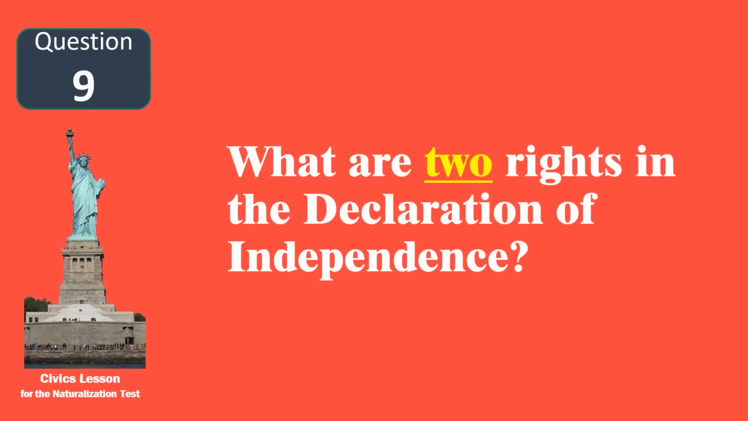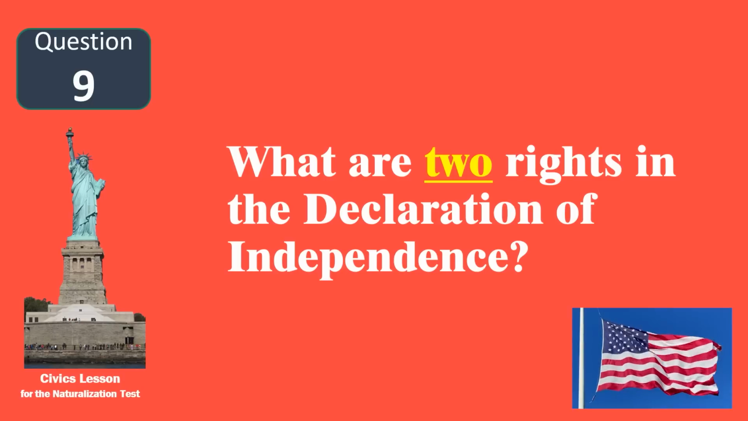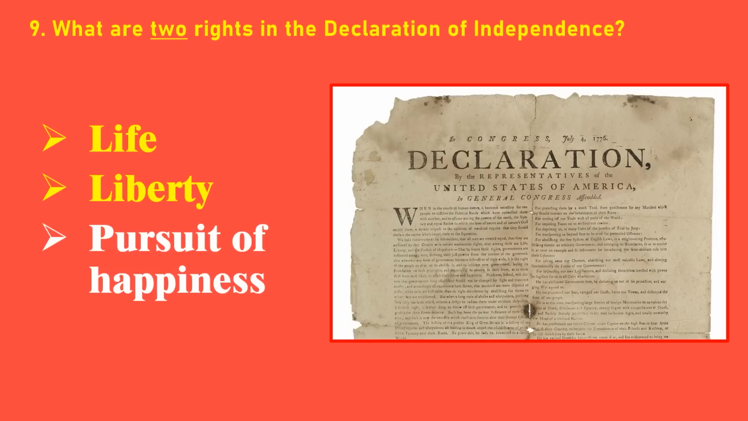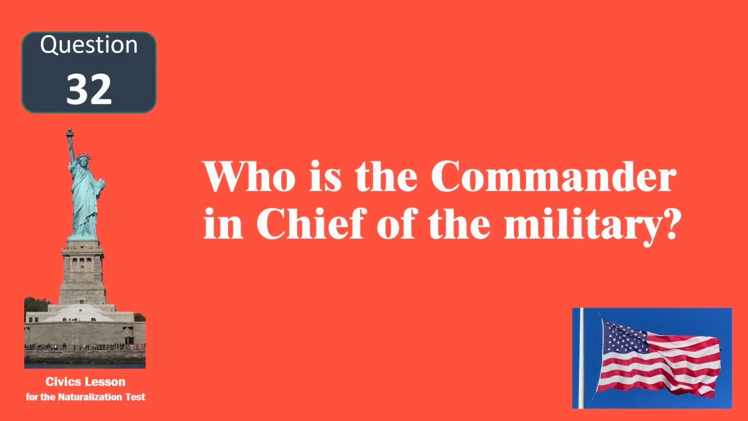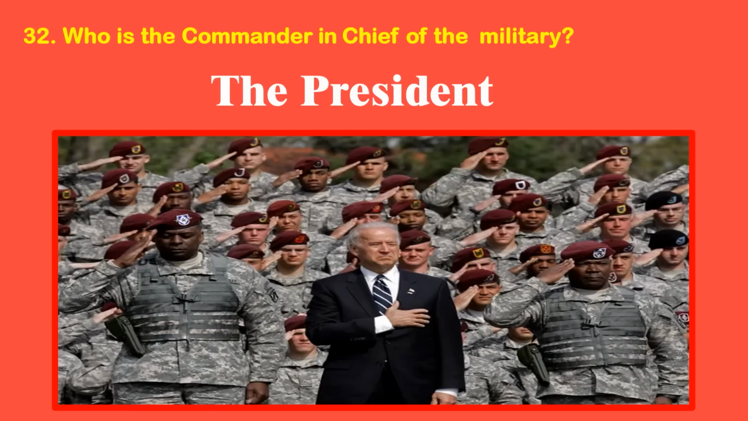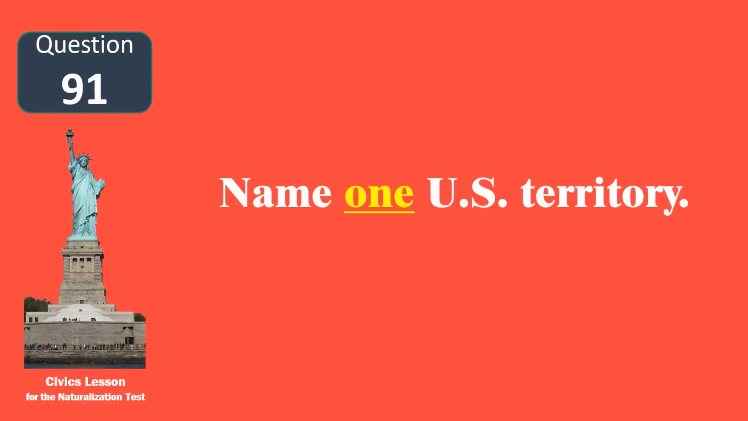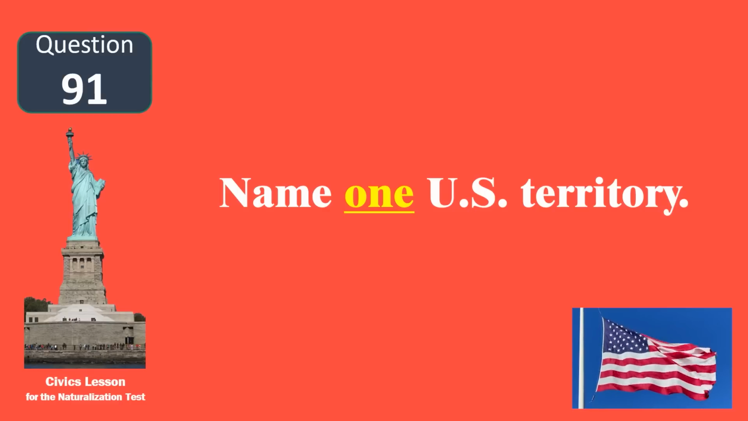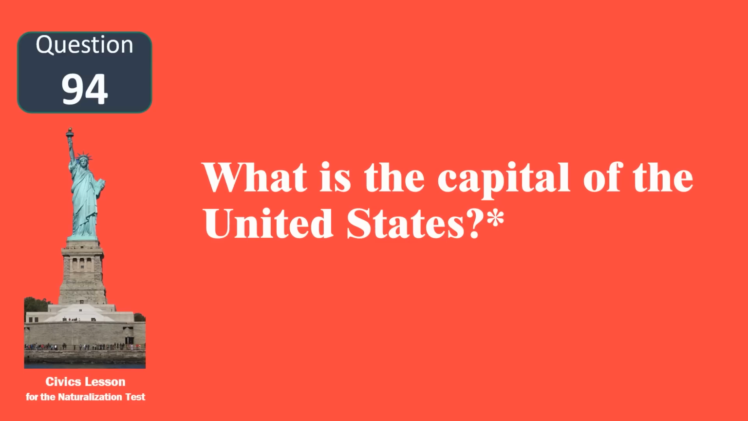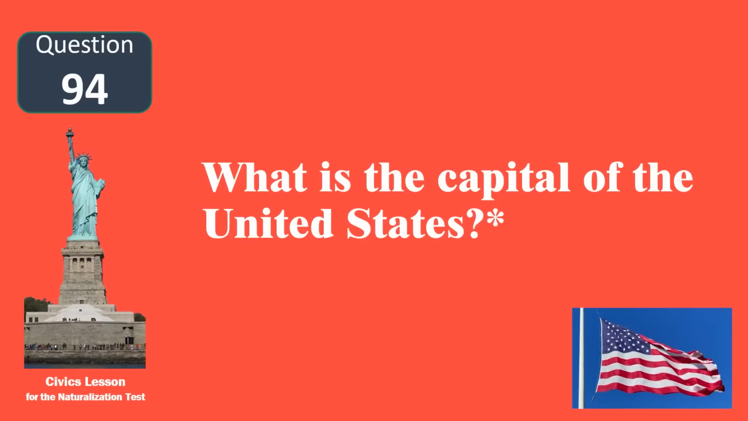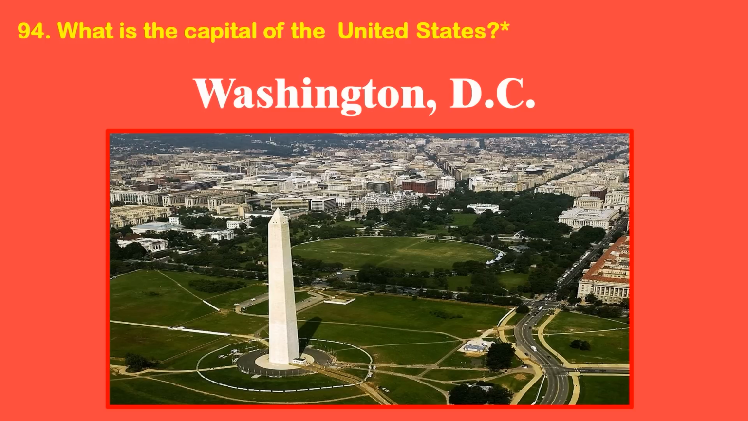What are two rights in the Declaration of Independence? Life. Liberty. Who is the Commander-in-Chief of the military? The President. Name one U.S. territory. Guam. What is the capital of the United States? Washington, D.C.